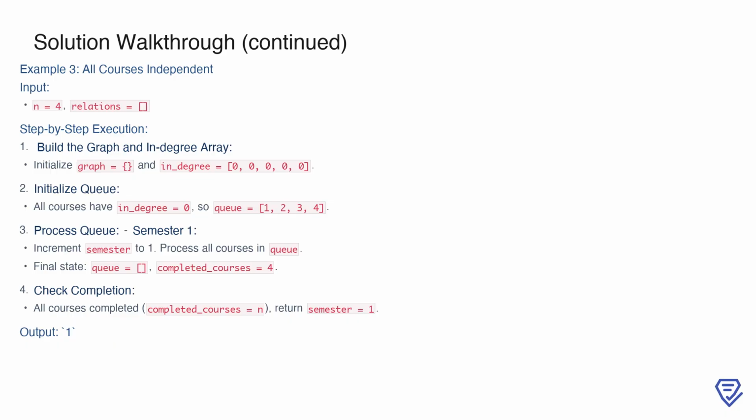This means all courses can be taken immediately, so we add all 4 courses to the queue. In the first semester, we process all courses in the queue, marking them as completed. Since there are no dependencies, the queue becomes empty after processing all the courses, and the number of completed courses matches the total number of courses. As all courses are completed in just 1 semester, we return 1 as the output.